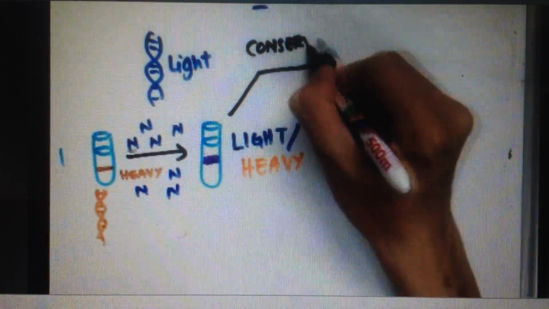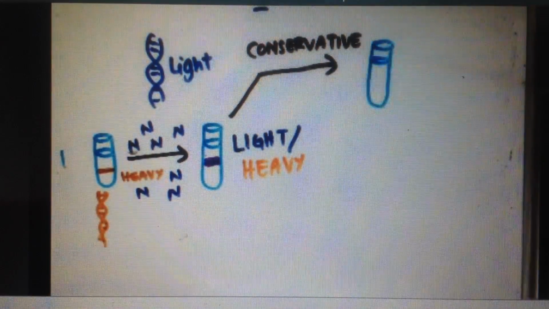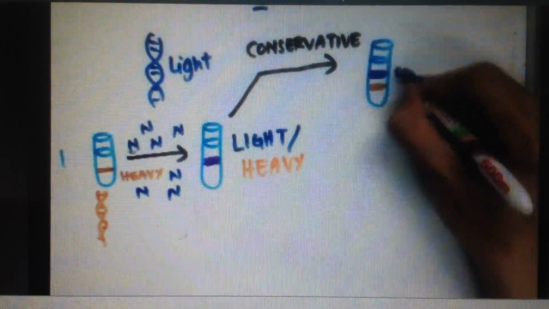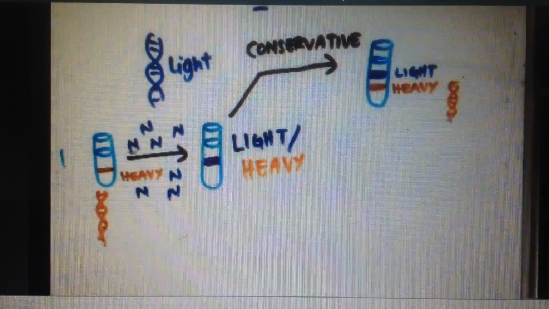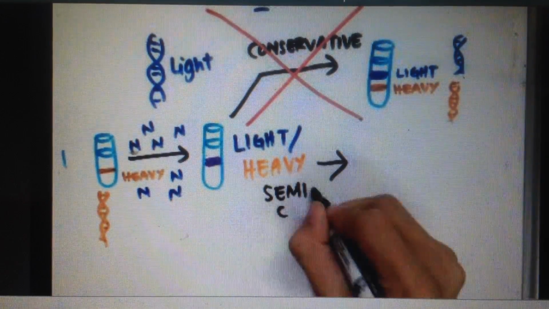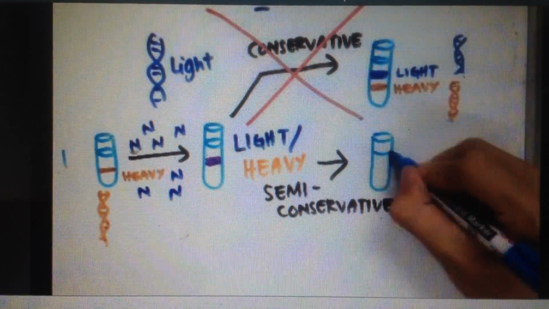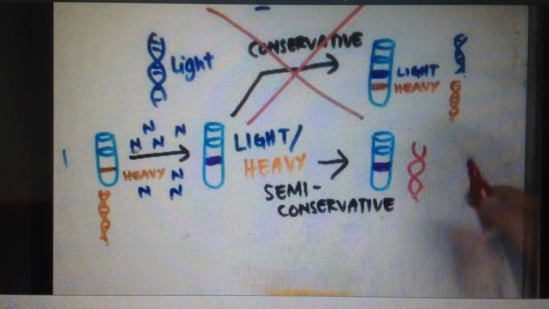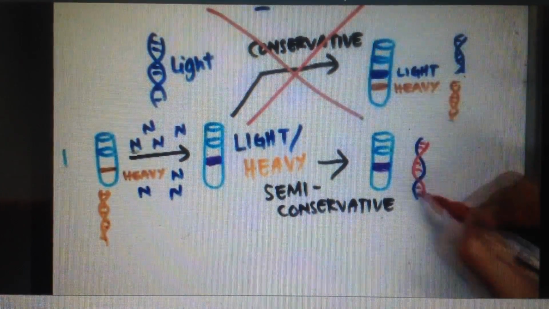This is not in line with the conservative DNA replication, which would predict that one DNA molecule is all light and the other is all heavy. However, this is in line with the semi-conservative DNA replication and the dispersive DNA replication model.